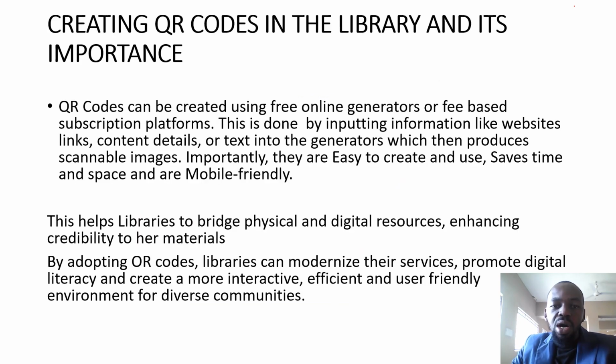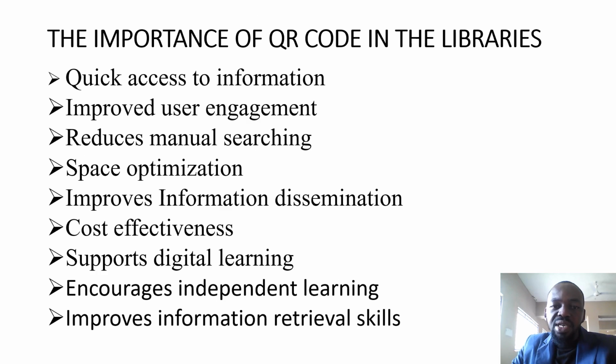So how do we create QR codes and how do we use them in the libraries? So definitely the major aim of QR code, as we said, is to give instant access. So libraries have started adopting this QR code to bridge both the physical and the digital resources, and to help people become digitally literate. So these are just the importance of QR codes in libraries. Give quick access. Yes, definitely.